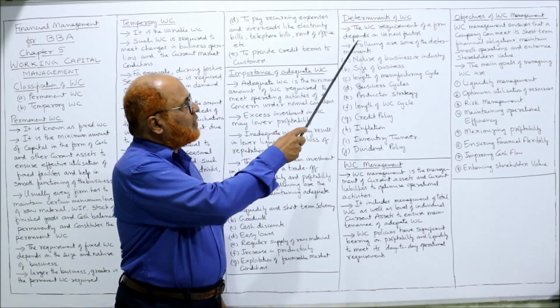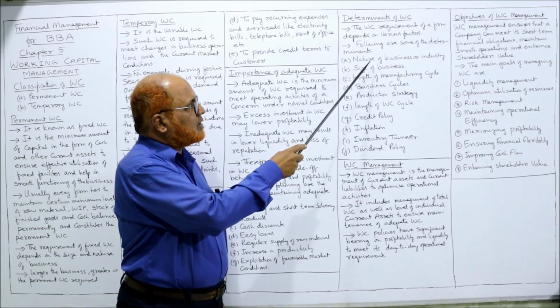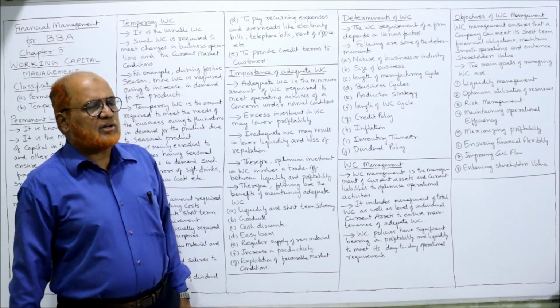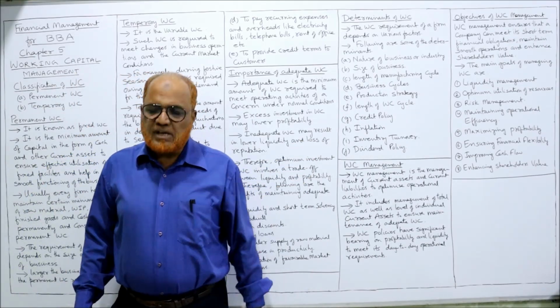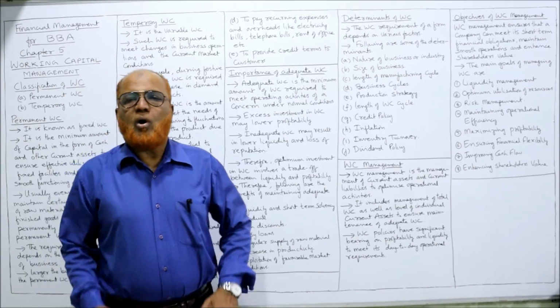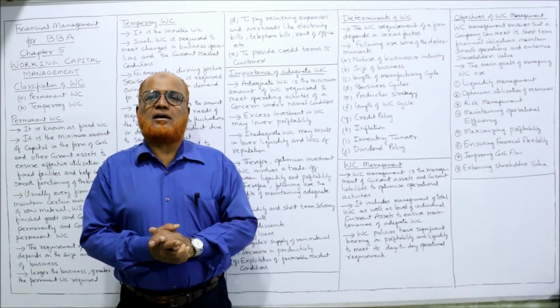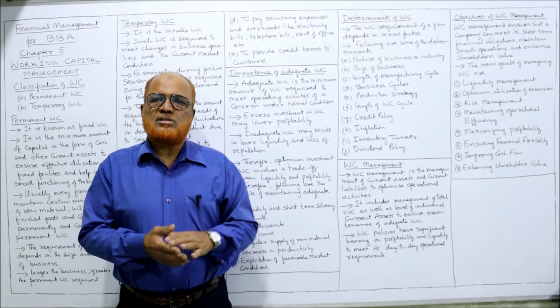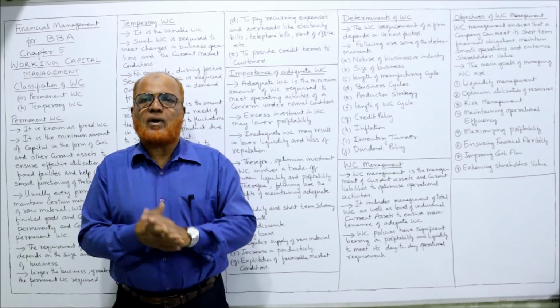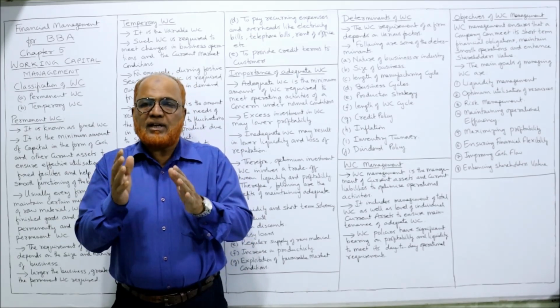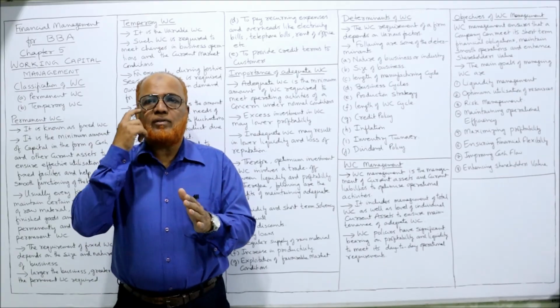The working capital depends on various factors. Following are some of the factors. Nature of business and industry. See, all the businesses are not alike. Some are manufacturing businesses, some are trading businesses, some are service providing businesses. So the working capital depends on the nature of the business.